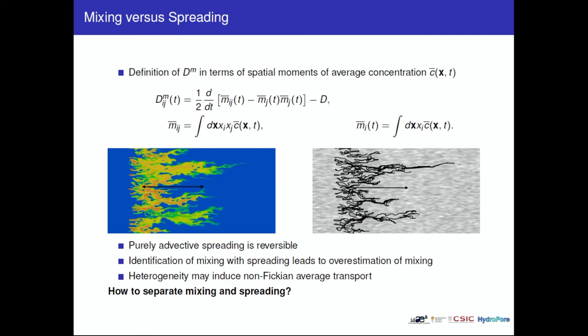So then, just as a side note, when you have strong heterogeneity, then you may also get what is called non-Fickian transport features, which is that the width of the plume, normally, if things happen in a Fickian framework, would increase with the square root of time. So oftentimes, what one observes is a different spreading rule with a different exponent. But the main question is, how can we separate mixing and spreading?